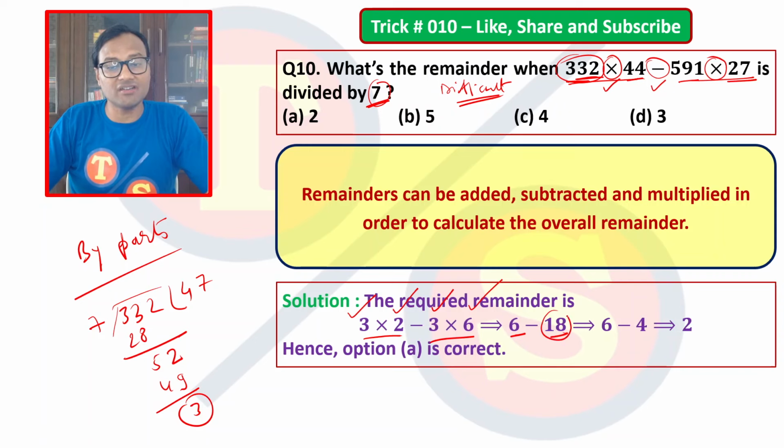Now 18 is again greater than 7, so 18 can further be divided by 7. 18 divided by 7, the remainder is 4. So 6 minus 4, the final answer will be 2, and answer option A will be the correct answer.